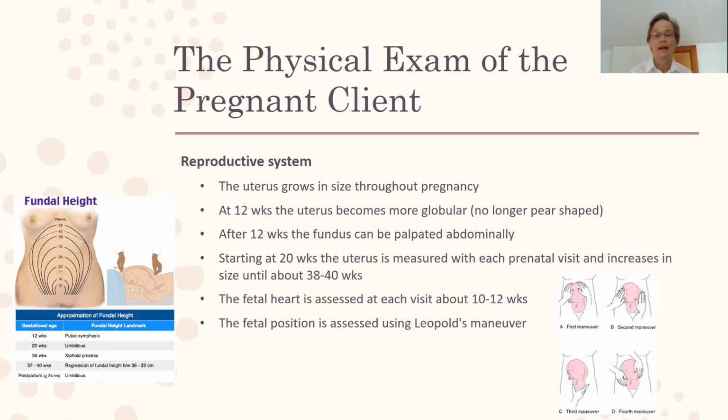In other words, at 20 weeks, the uterus is measured with each prenatal visit, and it increases in size until 38 to 40 weeks. When is the fetal heart rate noticed? 10 to 12 weeks. Some people can hear it at 8 weeks, most at 10 to 12 weeks. I wouldn't worry about the Leopold maneuver. You'll hear more about that in maternity. Anyways, this is more of an interesting slide for you. Just understand when women are pregnant, obviously the uterus is growing in size throughout the pregnancy.